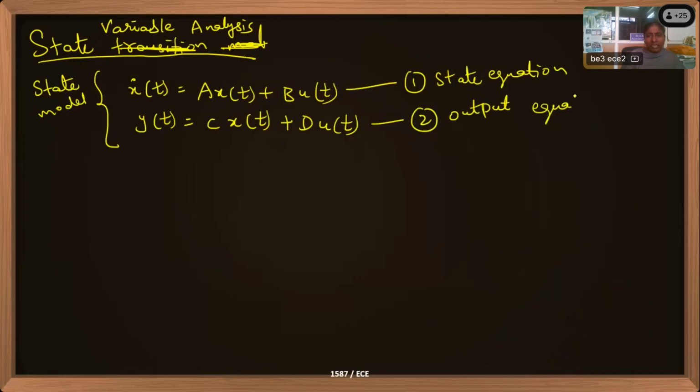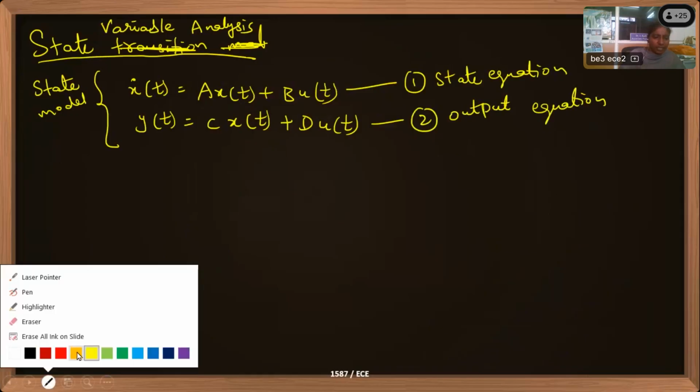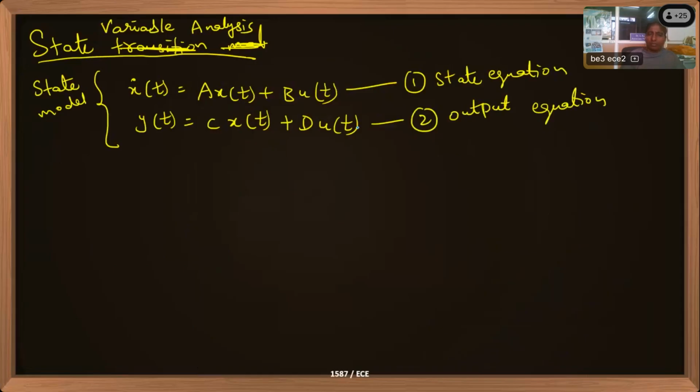Now four matrices are there, and these are, here you can see, U is the input. X is the state variable, and y is the output. X dot means first order. This is called the state vector. Okay, these are the terminologies. Then A, B, C, D. These are the matrices.